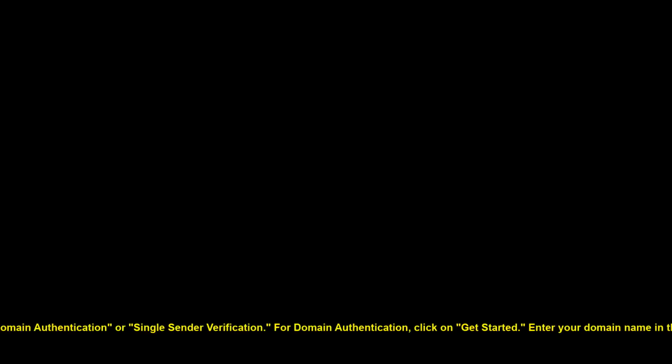Here, you'll see different authentication options. Choose either domain authentication or single sender verification. For domain authentication, click on Get Started. Choose your DNS host from the drop-down menu. SendGrid will generate the necessary DNS records for you. Copy these DNS records to your clipboard.